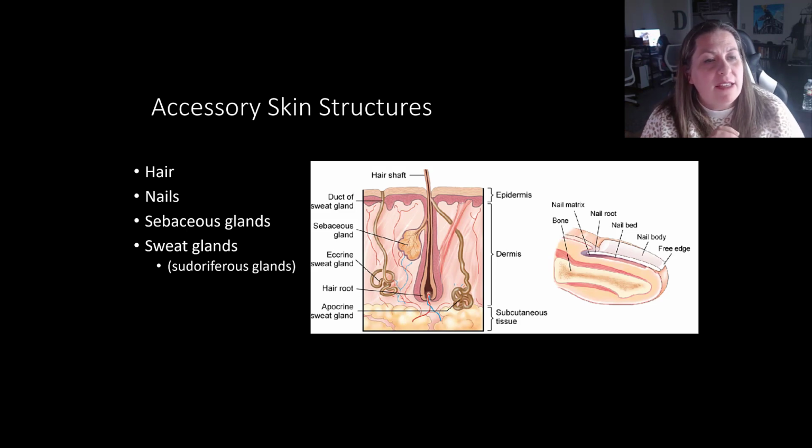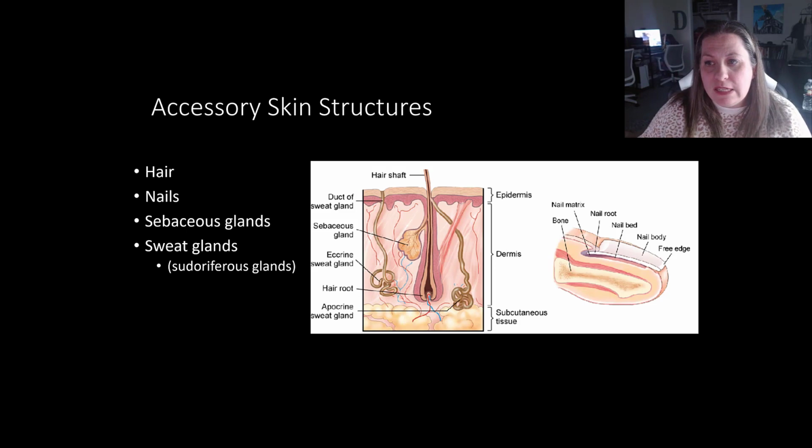Also here, guys, accessory structures not only found just your skin as part of this system. We have hair, nails, sebaceous glands, and sweat glands. So accessory skin structures are structures that are embedded within the dermis. You're familiar with the fact that you have hair and nails, but did you know that they are derived from the same embryonic layer as your skin? And so they're all part of that ectoderm layer.